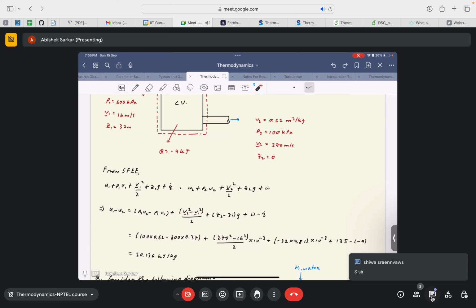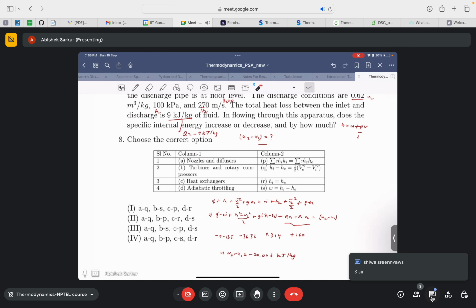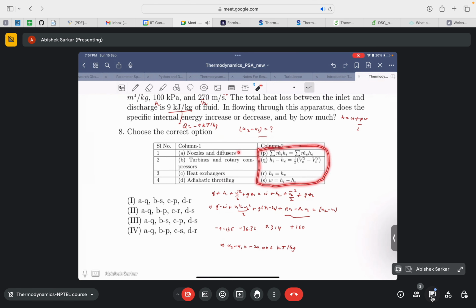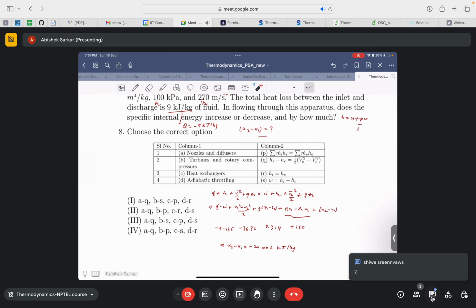Okay, so let us do the last question. Simple match the following. It's something that we already did. All these expressions correspond to one of them. We discussed nozzle and diffusers, turbines and rotary compressors, heat exchangers and adiabatic throttling. You just need to tell me which is the right choice, which one is matched correctly. The steady flow energy equation for the corresponding devices.